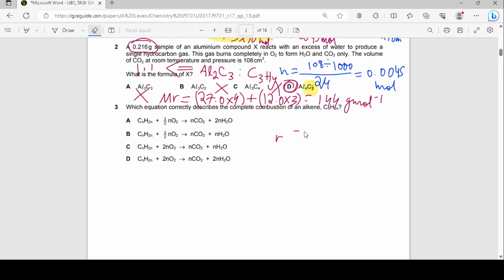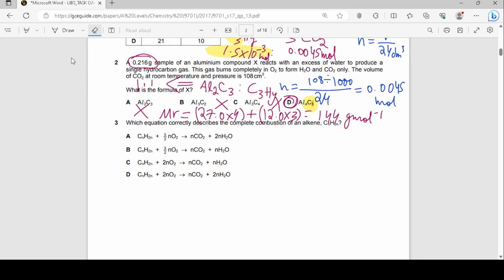Next question. Which equation correctly describes the complete combustion of an alkene CnH2n? So you have CnH2n. Let's see which one is balanced, I suppose. Here you have nCO2, so C is balanced. And then H2n.